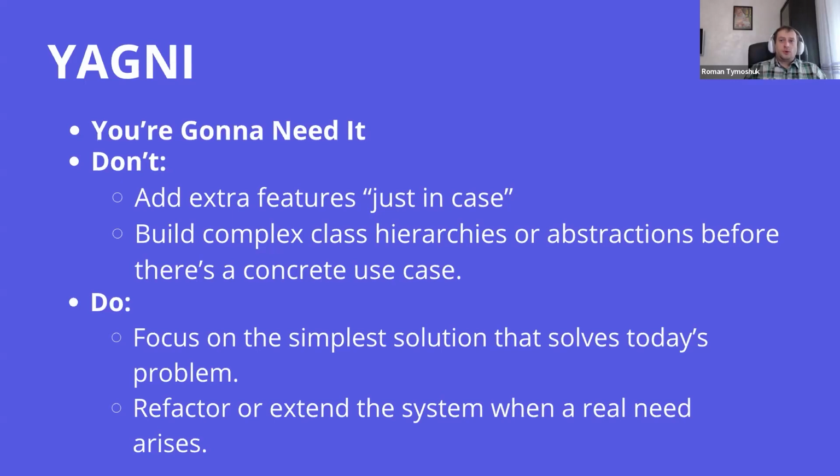What should we do? You should focus on the simplest solution that solves today's problem. If you work as an engineer or in other roles, you'll probably be working on the finalization of user stories and tasks, something which resolves the problem right now. So if you have a concrete requirement to satisfy a user story, then just focus on it. Do not implement something which is not needed right now and probably will be needed somewhere in the future.